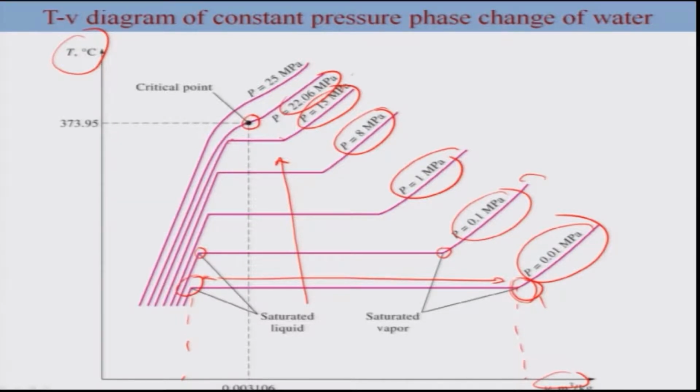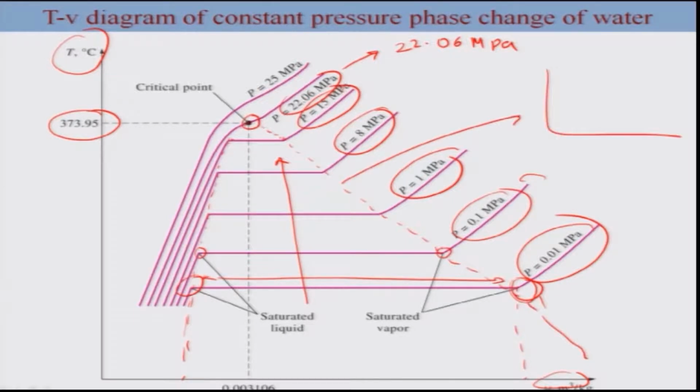So for the case of water, the critical point is 373.95 degrees Celsius, and once you fix this temperature, the pressure is also fixed because it occurs at a specific point. Here the pressure is 22.06 megapascal. You can connect this point like this, and you can come up with a phase diagram. So this becomes the phase diagram.